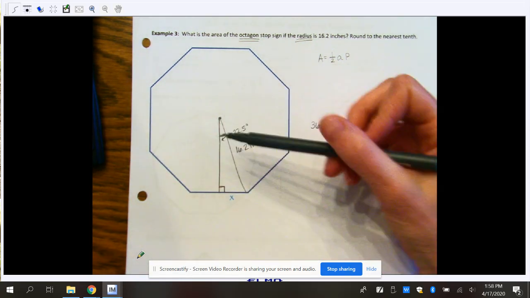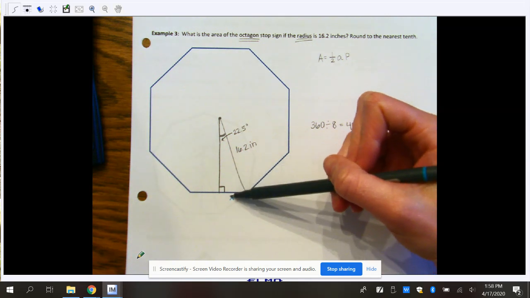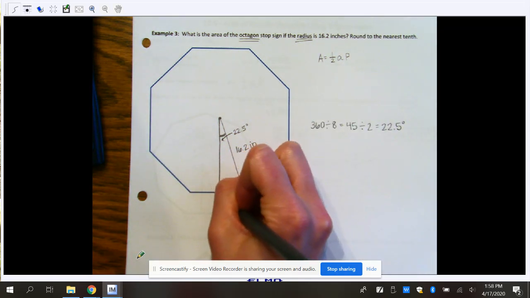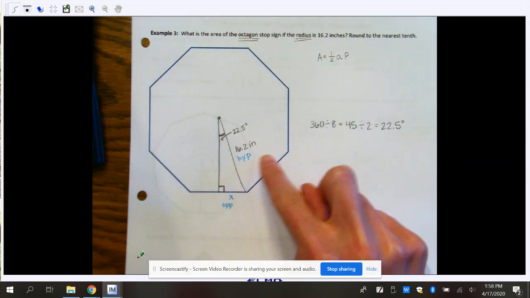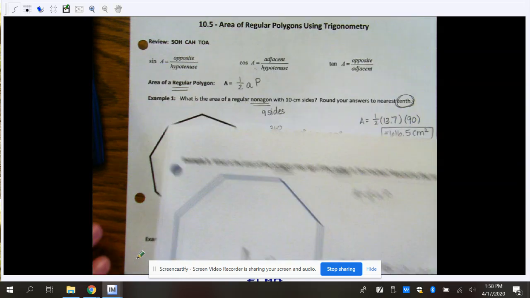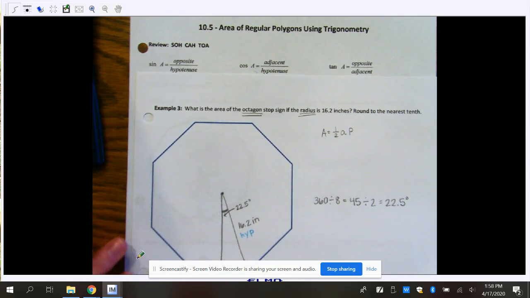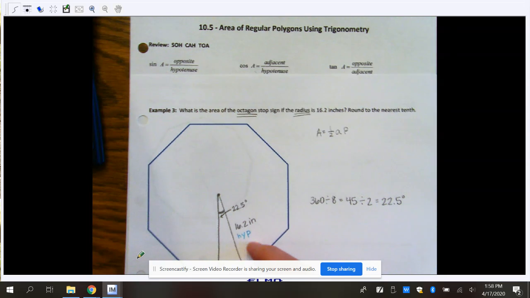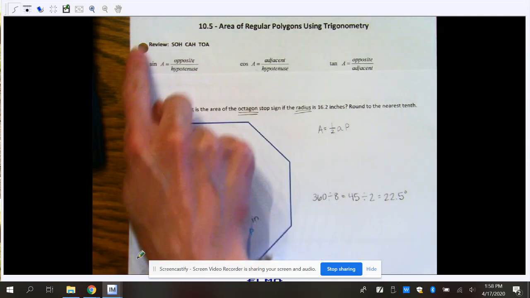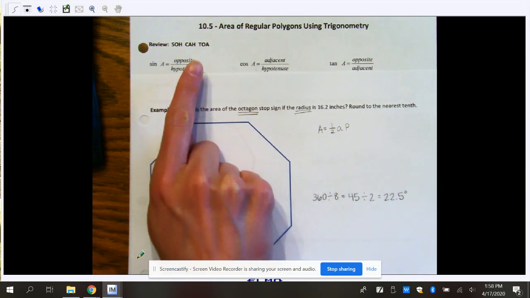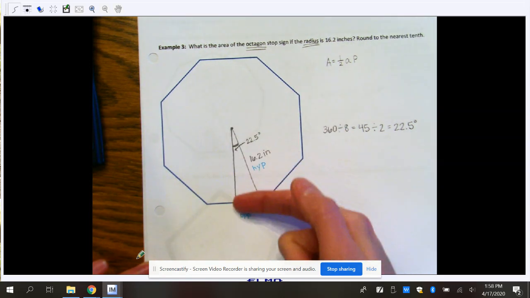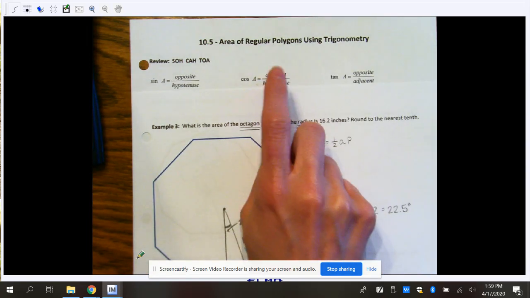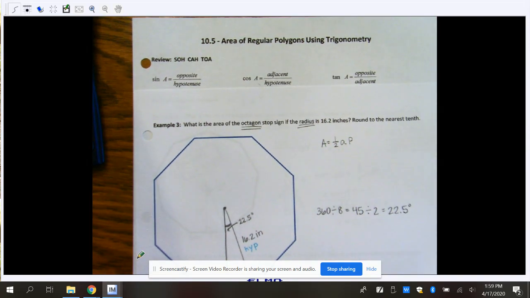Okay. So in terms of this triangle, this is our opposite side. Now the 16.2 is the hypotenuse. And so I need to figure out what trig ratio I'm going to use. I'm not given the opposite, I'm trying to find the opposite. I'm given the hypotenuse. That means I'm going to use sine, opposite and hypotenuse. If you were going to find the apothem first, that would be the adjacent side, so you'd be using cosine.